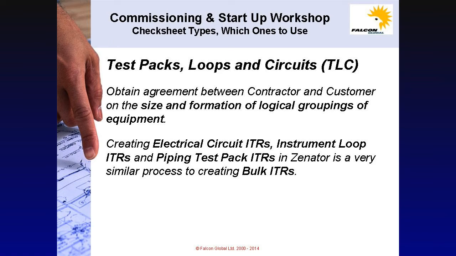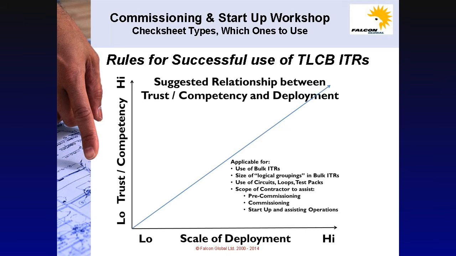Obtain agreement first between the operator and the contractor on the size and formation of logical groupings of equipment. Creating electrical circuit ITRs, instrument loop ITRs and piping test pack ITRs in Xenitor is a very similar process to creating bulk ITRs. Slide 238. Rules for successful use of test pack, loop, circuit and bulk check sheets, also known as TLCB ITRs.